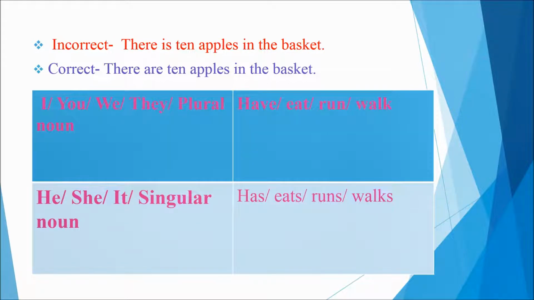Now let's see the first sentence. There is 10 apples in the basket. Is that correct sentence? No. The correct sentence is there are 10 apples in the basket. Here the real subject is the 10 apples. So the verb should be are. If there is one apple, then you would say there is an apple in the basket. So what is the correct sentence here? The correct sentence is there are 10 apples in the basket.